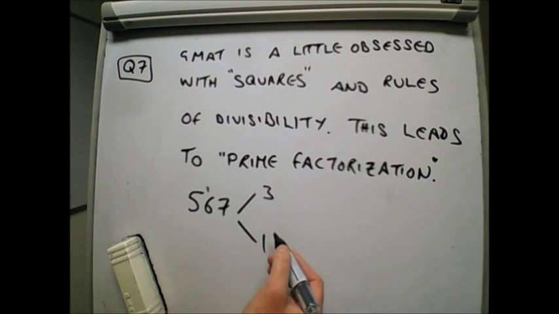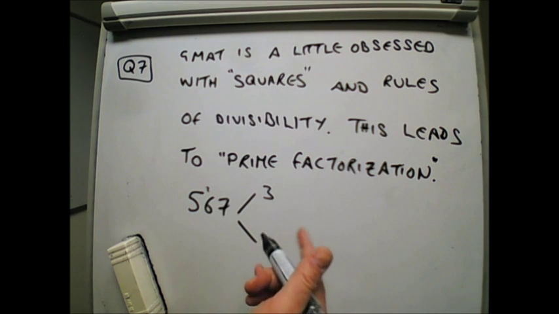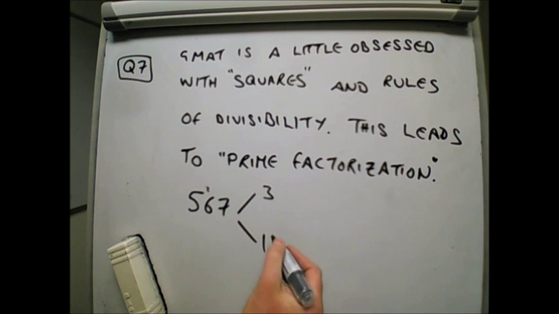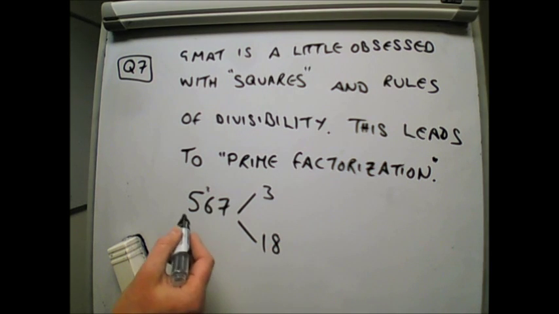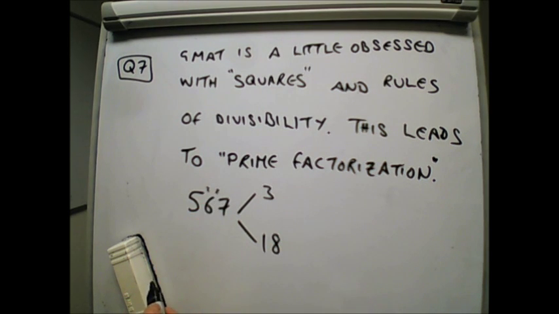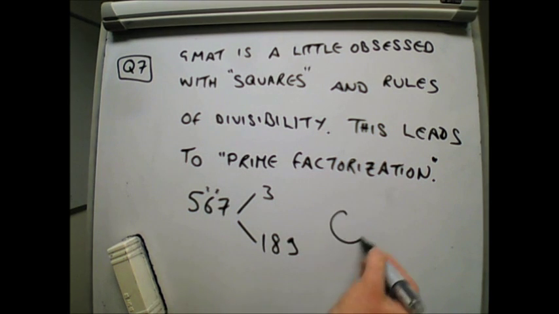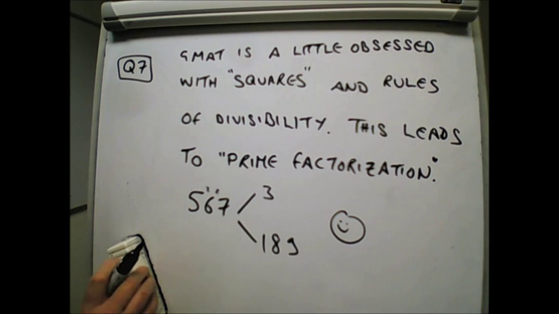You do the long division. You better get good at this kind of stuff, guys, because in GMAT there's no calculator, so mental math and fast calculations such as long division must become second nature. So 567 divided by 3 is 189.